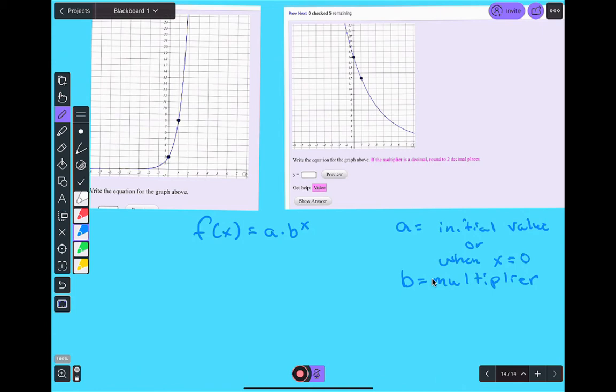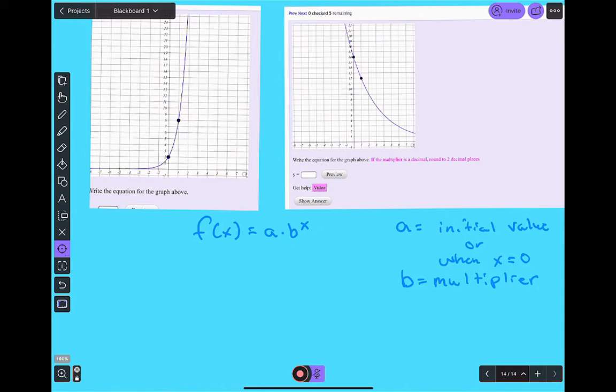Hey everyone, this is going to be a video to help you with the 5th through 8th questions on exponential functions 1. In this case, we have graphs. In these problems, I have two graphs of exponential functions, and I've got to come up with the equation from those graphs, okay? It's going to be just like the last one.